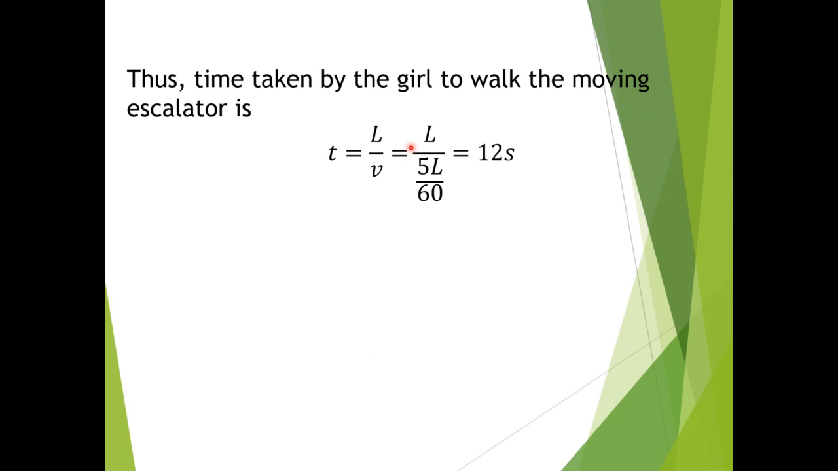So we need to find out the time taken by the girl to walk the moving escalator. So we just divide L, because she will eventually move a distance of L. So L by V gives us L divided by the fraction 5L by 60, which gives us a time of 12 seconds. So that's the correct answer for this problem. Let's move to the next problem.